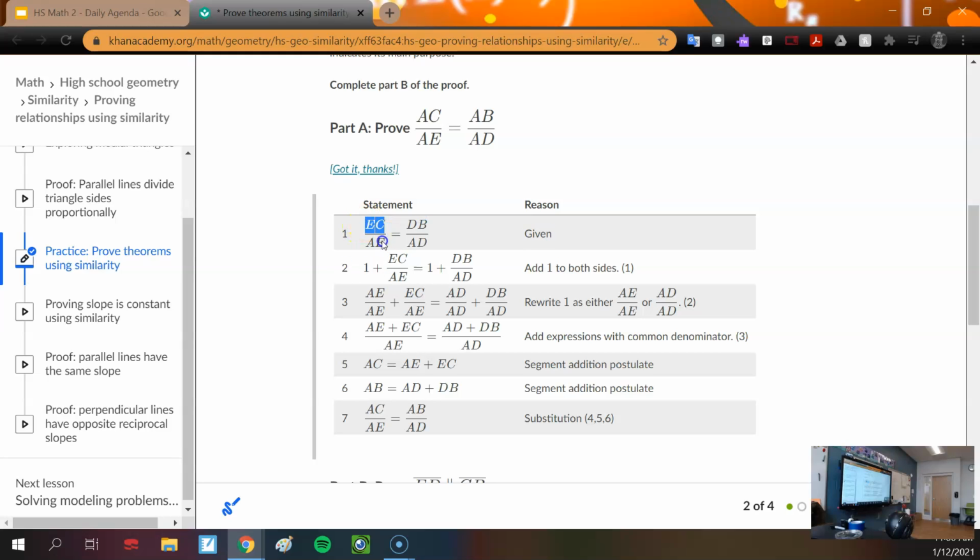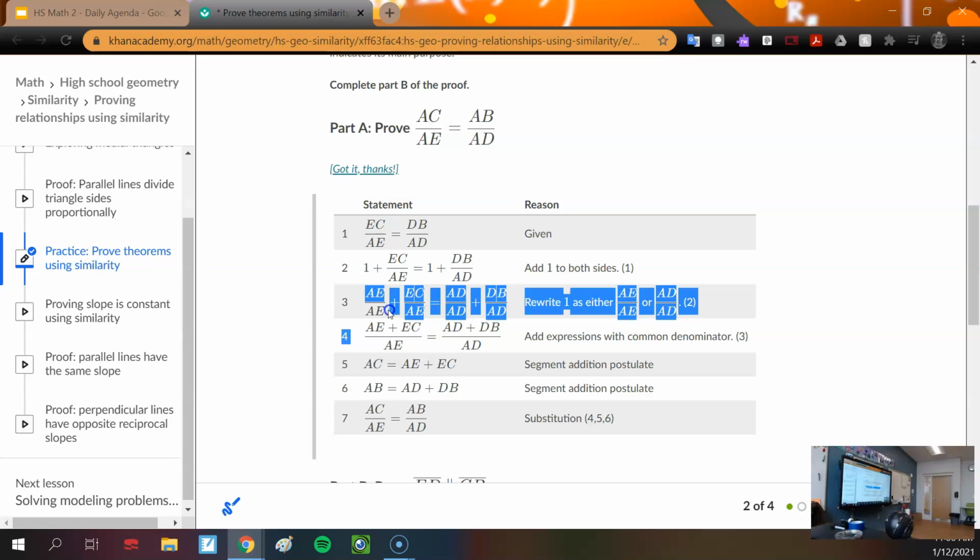EC over AE is just a simple ratio that we build. We can do anything we want in a proof, as long as we don't break any math rules. So EC over AE, we just build that. It's a given. They told us it's that, so I could flip it, I could do whatever I want with it. We add 1 to both sides, so that then we can set up a side equal to itself, right?